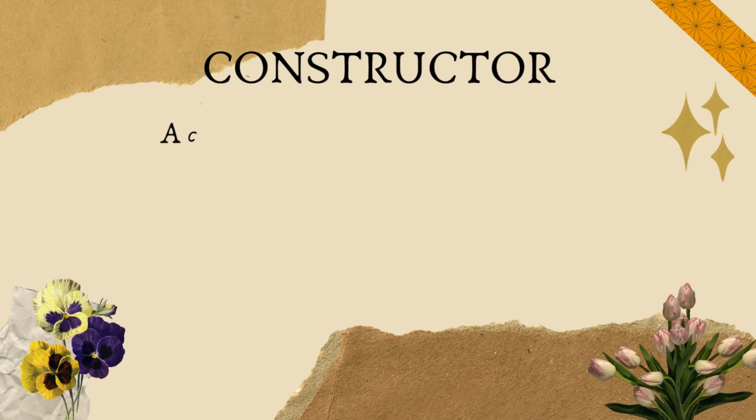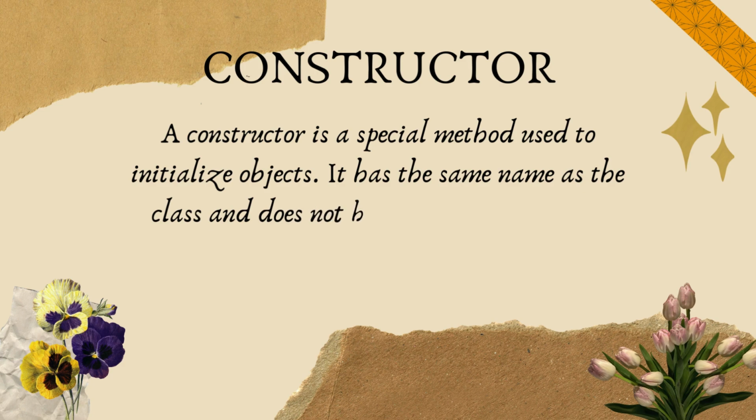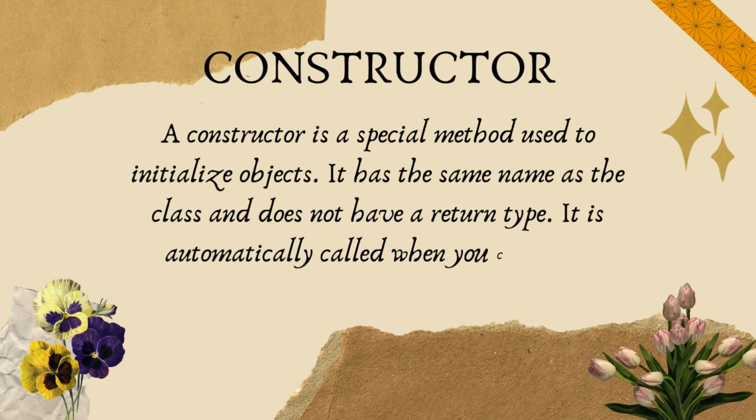First, starting with the introduction, a constructor is a special method used to initialize objects. It has the same name as the class and does not have a return type. It is automatically called when you create an object. Let's take a look at an example.